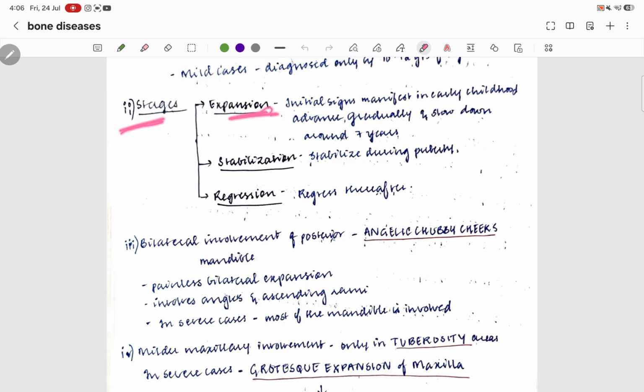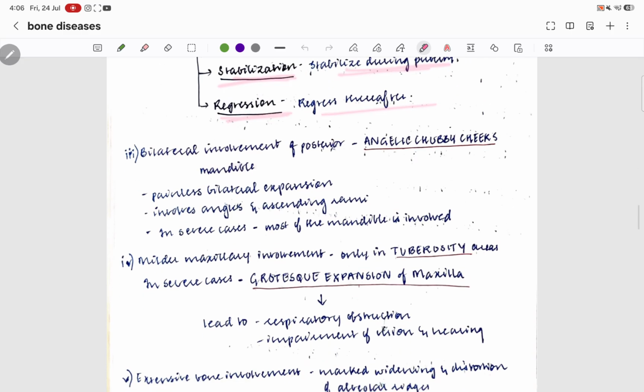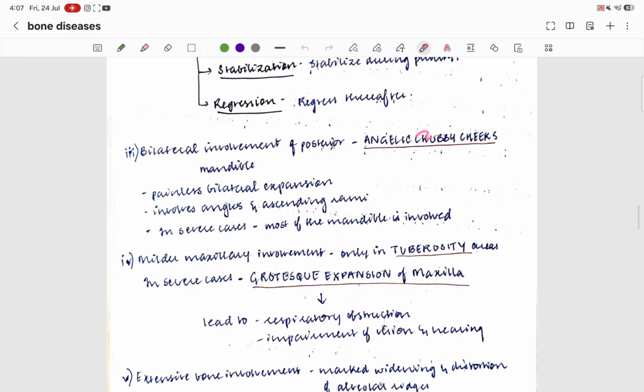Stages: initially there is an expansion in childhood, which advances gradually and slows down around 7 years. Stabilization occurs during puberty. So first the bone expands, and gradually the expansion slows down, then stabilizes during puberty, and regresses thereafter. Coming to the bilateral involvement of the posterior mandible, both sides of the mandible posteriorly are involved, causing these angelic chubby cheeks of cherubism.